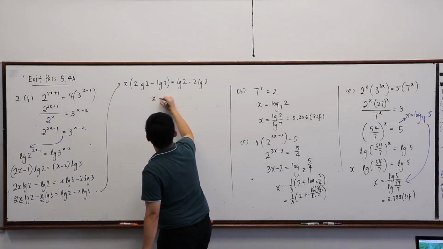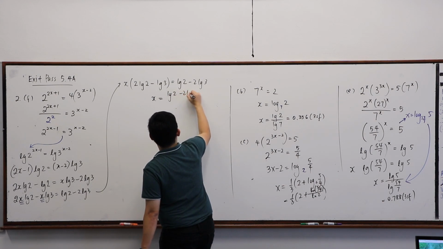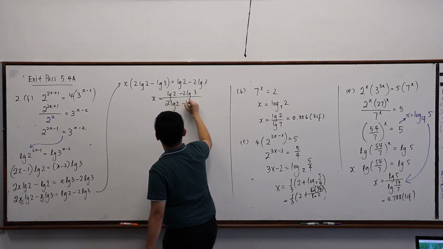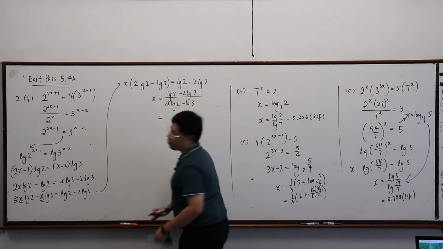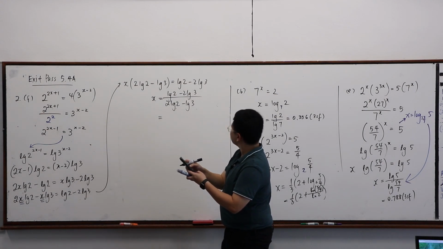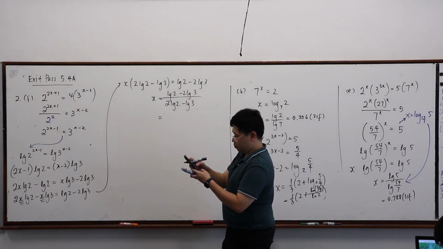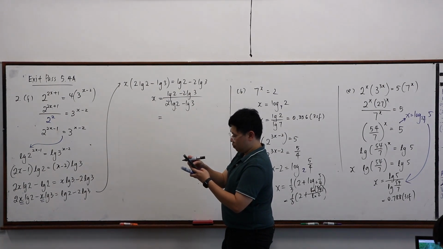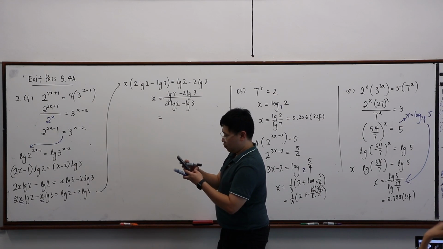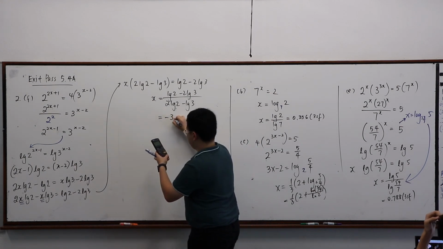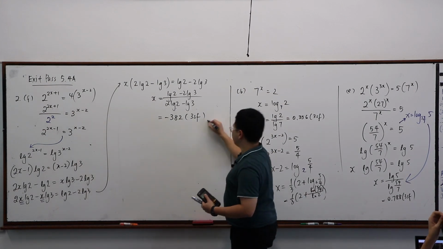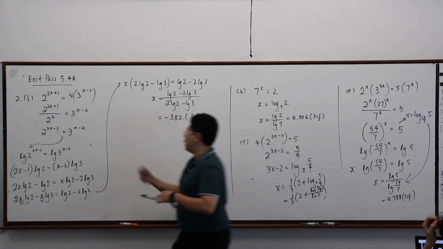Okay, so what is x? x is (log 2 minus 2 log 3) over this ungodly thing. So this is another number that we can divide. Then you just punch into your calculator and see what this is. So this will give me negative 3.82 to 3 SF. So this is method 1, using the logarithm way.